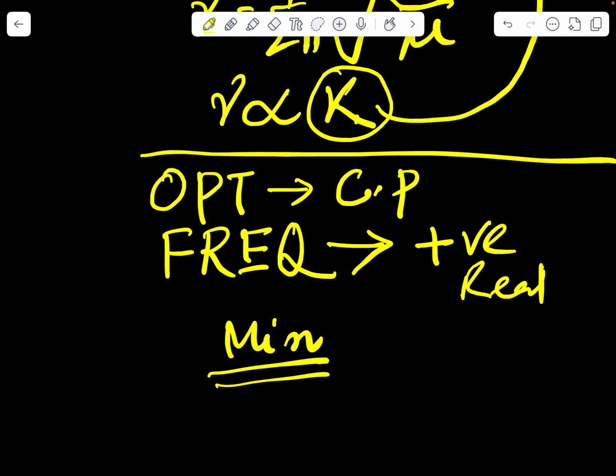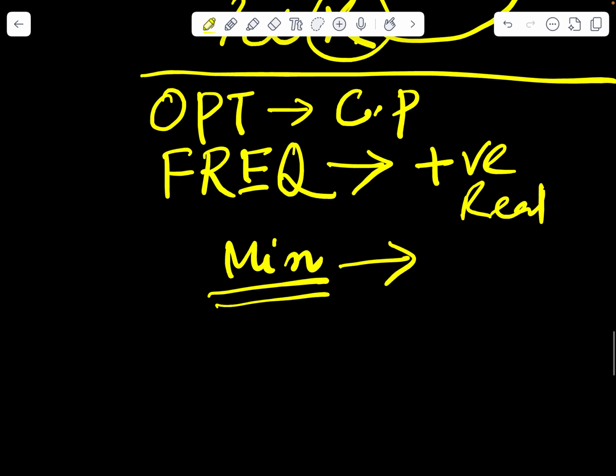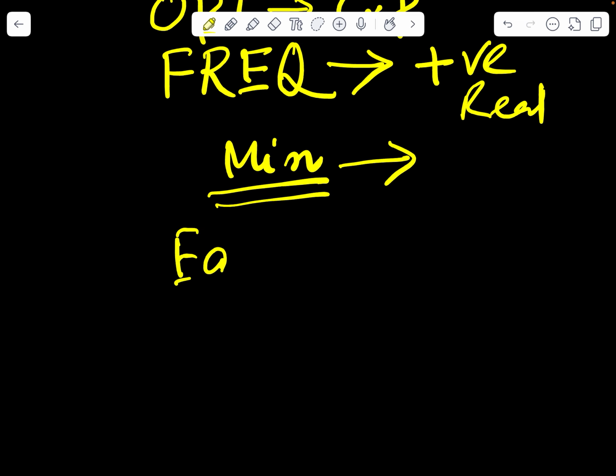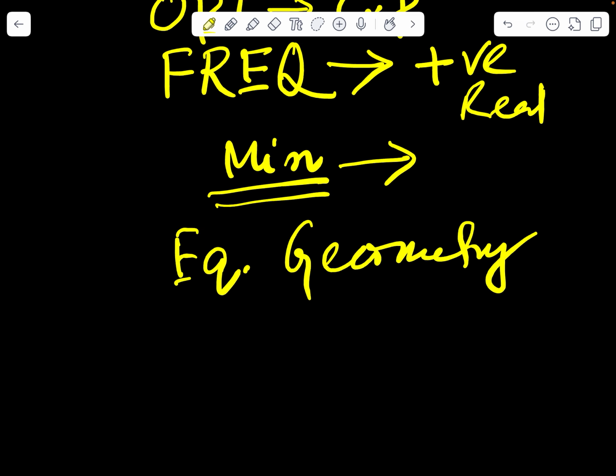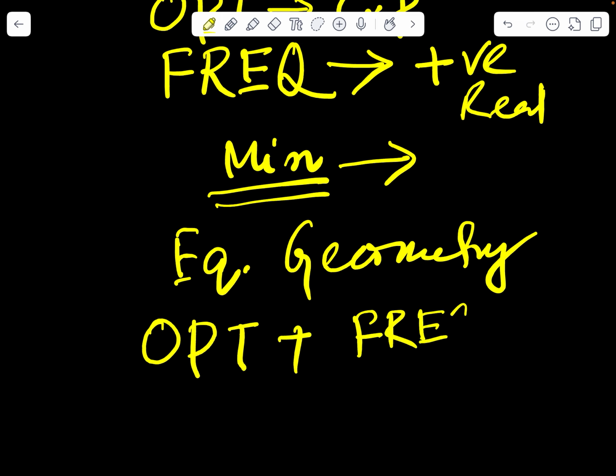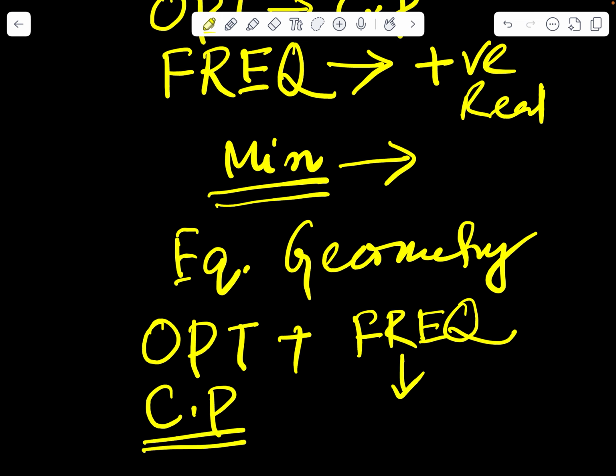So this is the basis of all quantum chemical calculation, because we have to identify the equilibrium geometry, and for equilibrium geometry, optimization plus frequency calculation is compulsory. Otherwise we will end up with a critical point without knowing whether it is maximum or minimum. This frequency will characterize whether it is minimum or maximum.